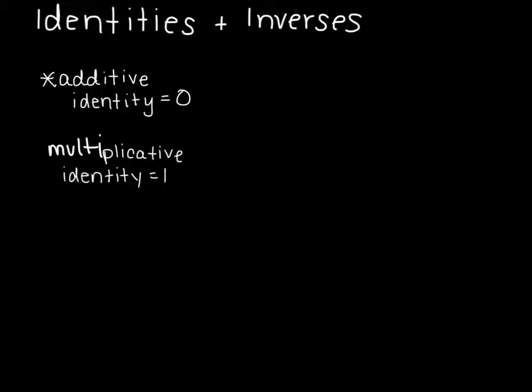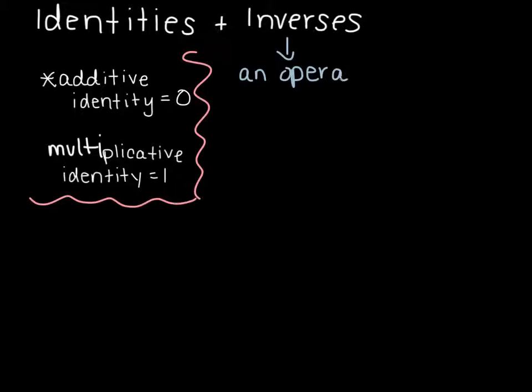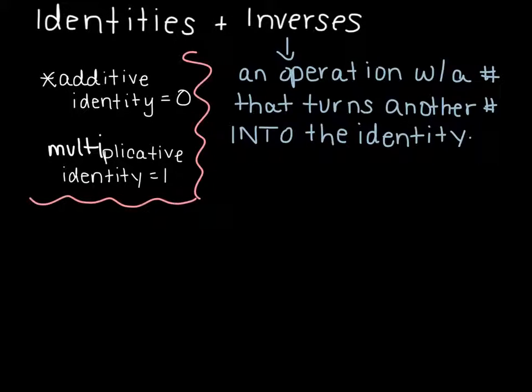Okay, so I've got that information that we just found over here in the corner, that we know the additive identity and the multiplicative identity. Let's talk about what an inverse is. An inverse is an operation with a number that turns another number into an identity.